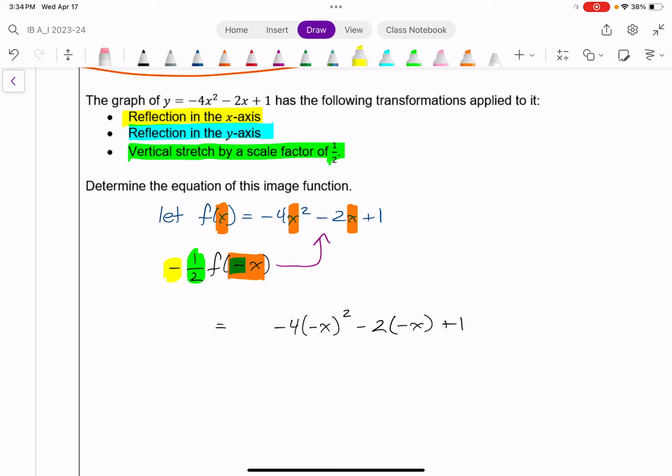That orange highlighter is kind of ugly, but oh well. So what I have there covers just this part. This is all of this. But it's also being multiplied by -1/2. This whole thing here is being multiplied by -1/2. And so I need to put some brackets around this and multiply by -1/2. Now, this is okay. It's just needlessly messy, but this is the equation of -4x² minus 2x plus 1 after the reflection in the x-axis, the y-axis, and that vertical stretch by a scale factor of 1/2.